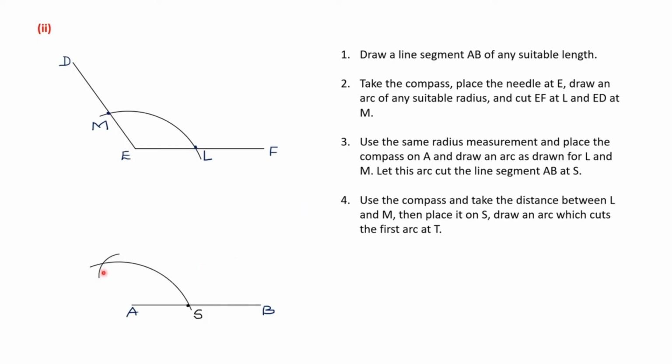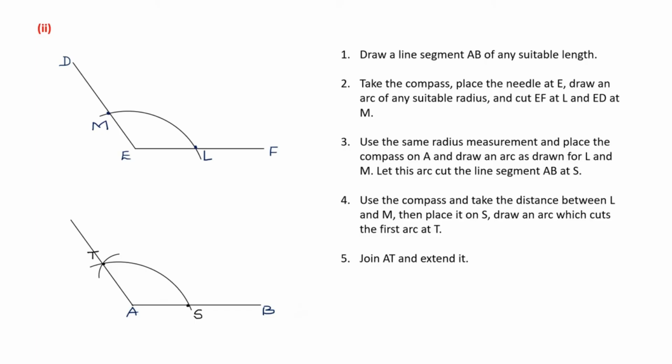So we have drawn a small arc here which has cut this arc at a particular point, and we are going to name this point T. Now the next step is join AT. So we have A and T here. We're going to join AT and extend it. So let's do that. We have joined AT and we have extended it.